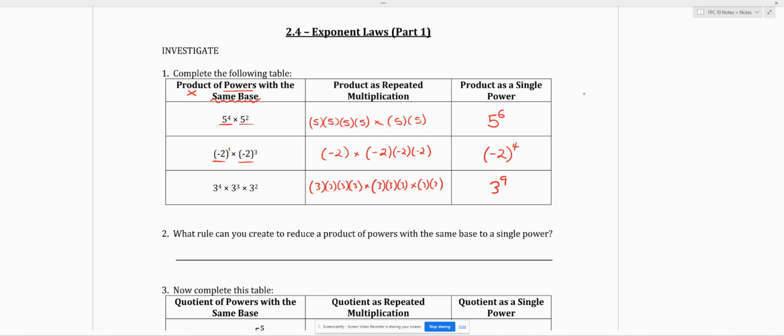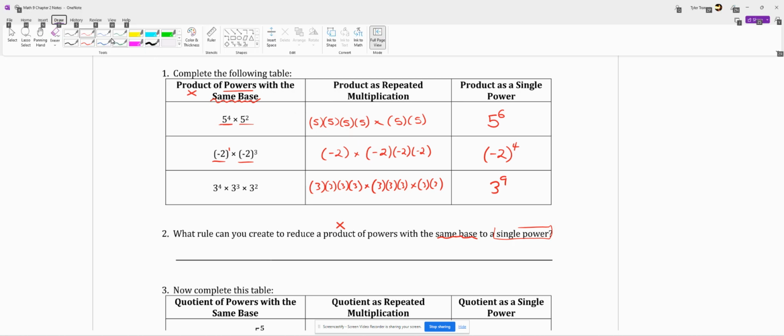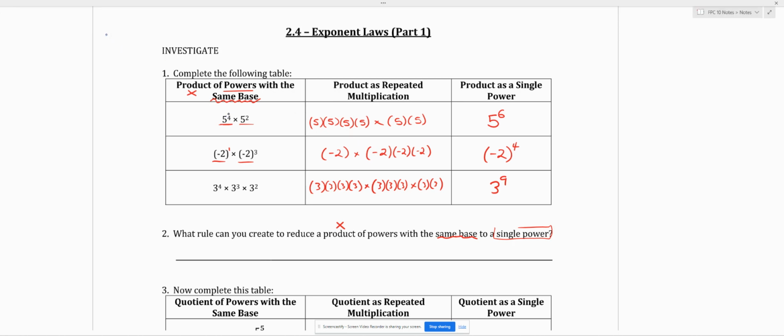Number 2 says here, what rule can you create to reduce a product of powers? Remember, multiplying powers that have the same base to just a single power. How can I skip from column 1 to column 3, skipping all this extra work in the middle? It's actually really simple. You might already see it. The idea here is that we'll just look at the exponents. 4 plus 2, if I add them together, I get 6.